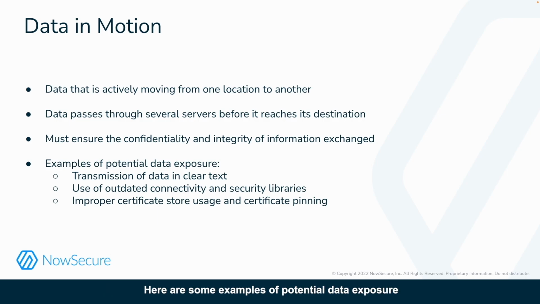Here are some examples of potential data exposure if security controls are not properly implemented. Transmission of data in clear text that may allow the data to be intercepted through man-in-the-middle attacks, outdated connectivity and security libraries, such as using a deprecated version of TLS, or transport layer security, and use of a certificate store other than that which belongs to the application, or improper certificate pinning. This allows the app to establish connections with endpoints that offer a different certificate or key, even if signed by a trusted certificate authority.